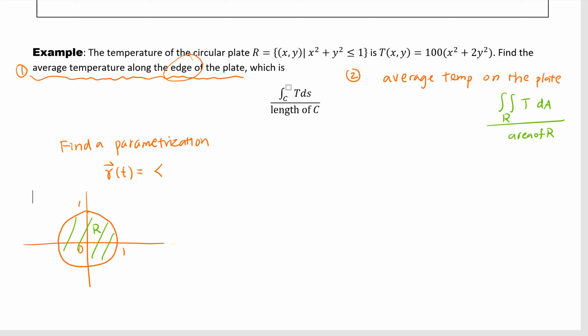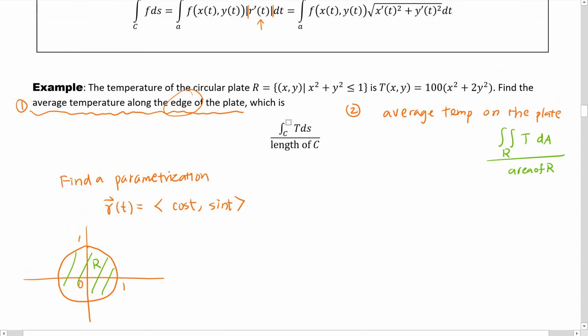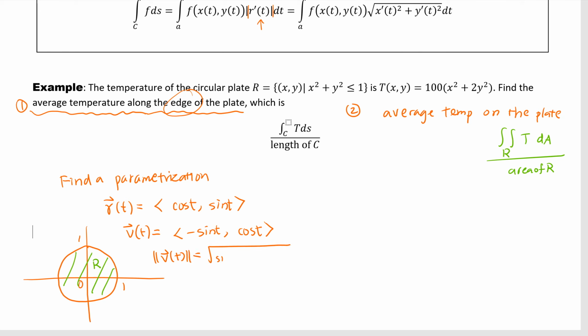R cosine t, R sine t, but here the radius is 1, so we have cosine t and sine t, right? And then what's next? According to our formula, we also need to find v, which is r prime. The derivative of cosine is minus sine t. The derivative of sine t is cosine t. And then we want to find the speed. Well, speed is the square root of sine t squared plus cosine t squared. We know that is 1, right?